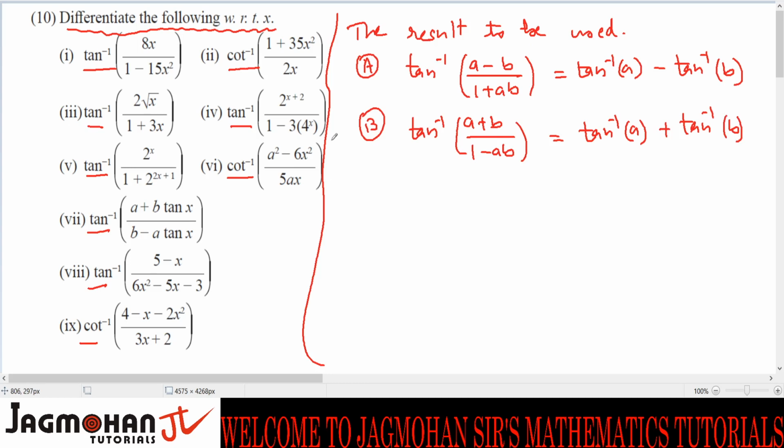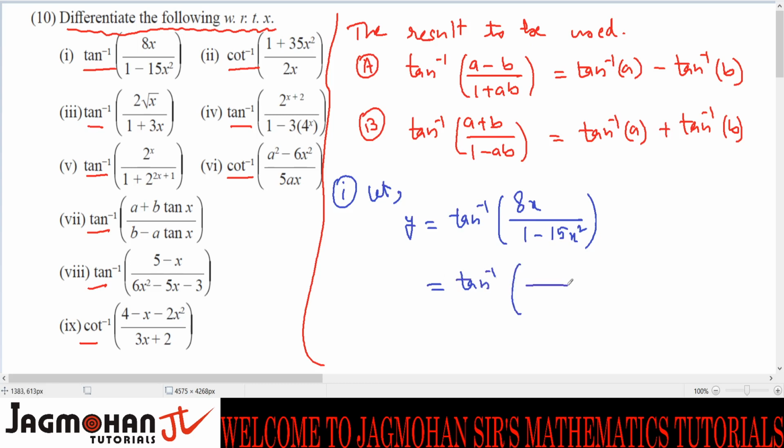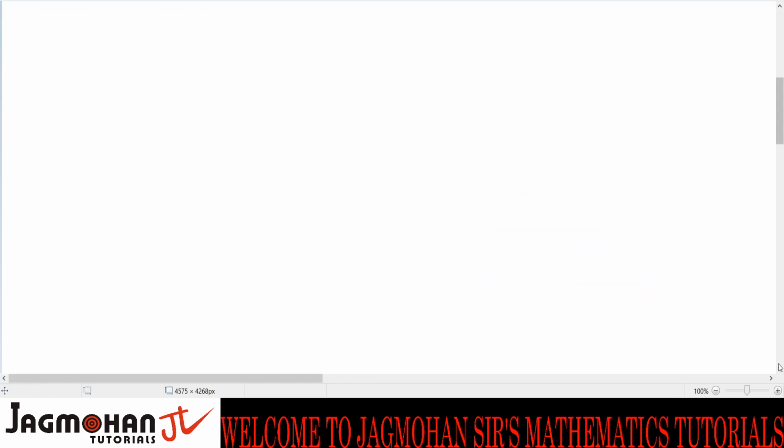So let us go ahead and start solving problems. Let's begin with the first one itself. The first one is we have to differentiate the function tan inverse of 8x upon 1 minus 15x square. I write, let y equal to tan inverse of 8x over 1 minus 15x square. So I will write this as tan inverse and 8x.